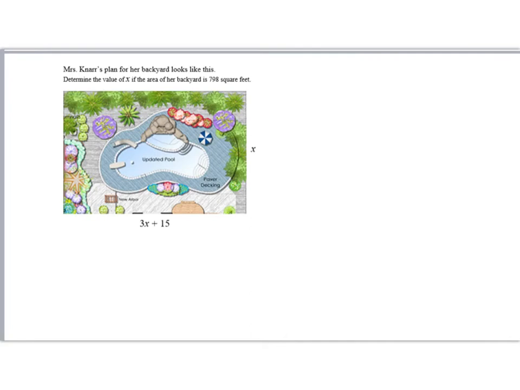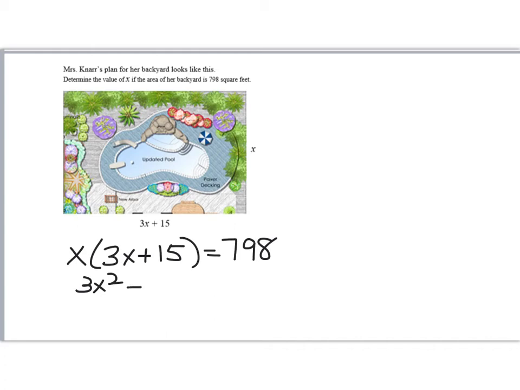Here's this one. Mrs. Kennard's plan for her backyard looks like this. Determine the value of x if the area of her backyard is 798 square feet. And then you see x and 3x plus 15. Well, hopefully you remember that area is just length times width. And so I'm going to set this up and say x times 3x plus 15 equals 798. And then I'm going to go ahead and distribute that x to both the 3x and the 15, and I should get 3x squared plus 15x equals 798.